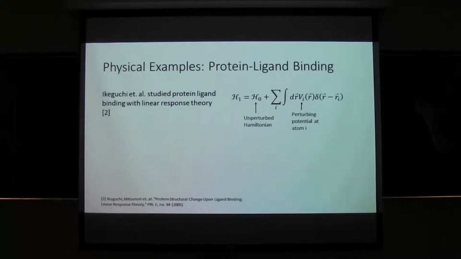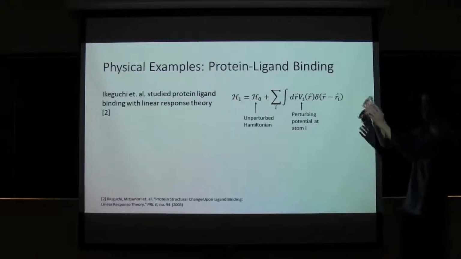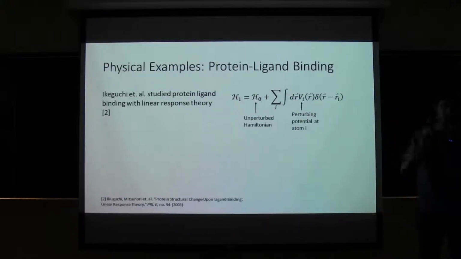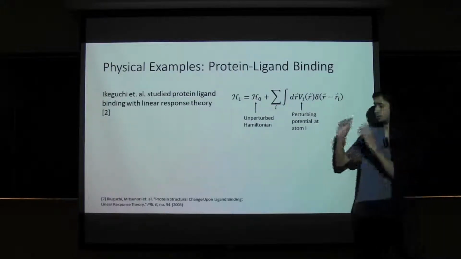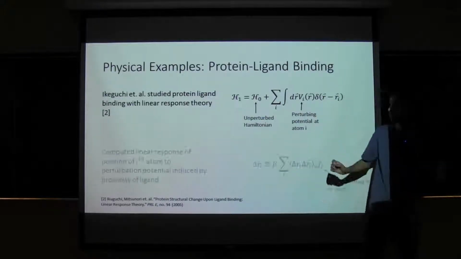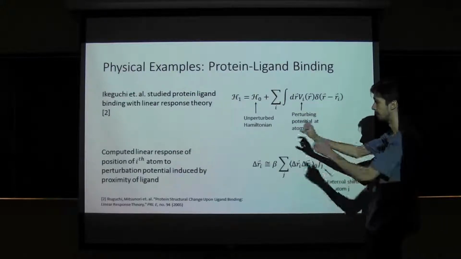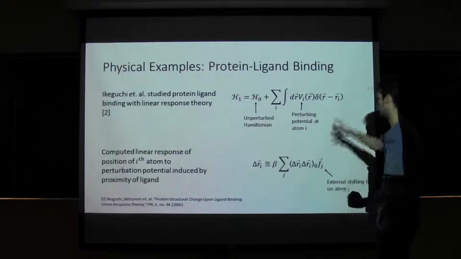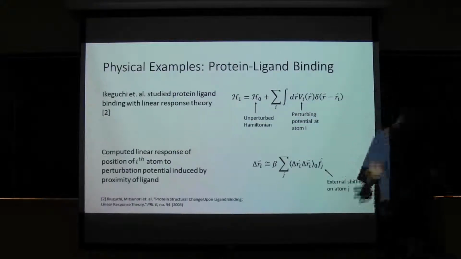So, one physical example would be this case of protein-ligand binding, which was studied by Ikiguchi et al. And so you see they perturb this Hamiltonian with some small potential for each atom in this large protein molecule, induced by proximity to a smaller ligand molecule. And so from this they can compute the linear order perturbation to the ith atom, its position, using this kind of classical approach to linear response theory, which is based on first order perturbation theory.